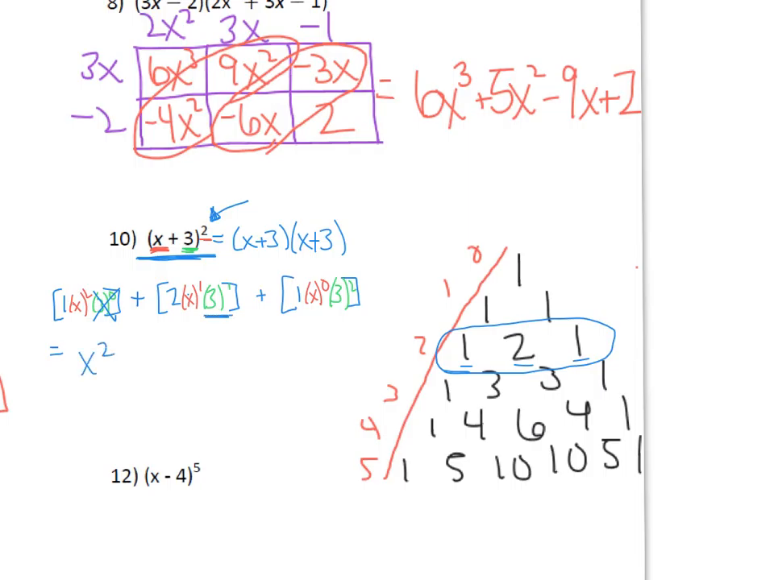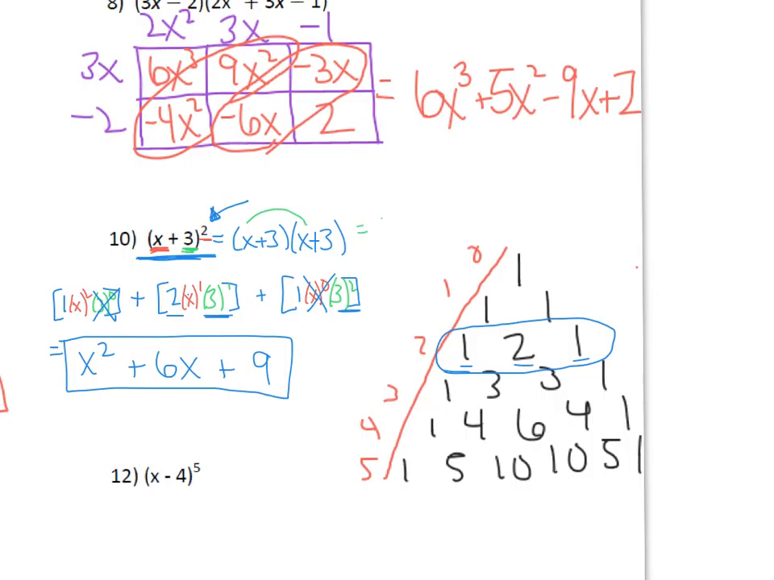3 to the first is 3 times 2. We get 6x plus x to the 0, that cancels, that's just 1. 3 squared is 9 times 1, we get plus 9. So that's our answer. And you can test it by FOILing.